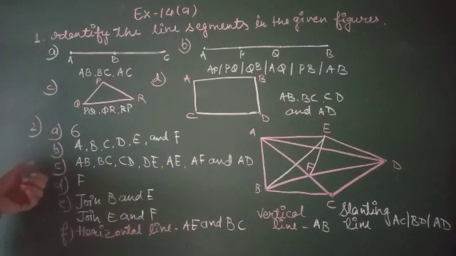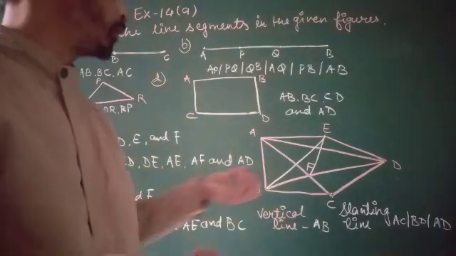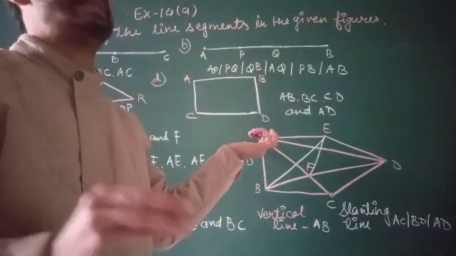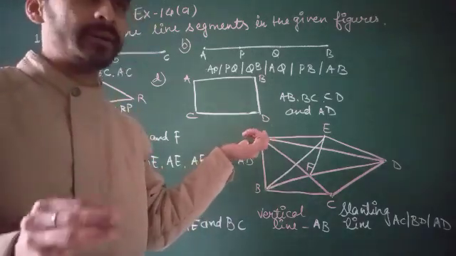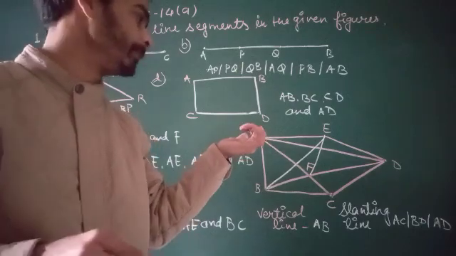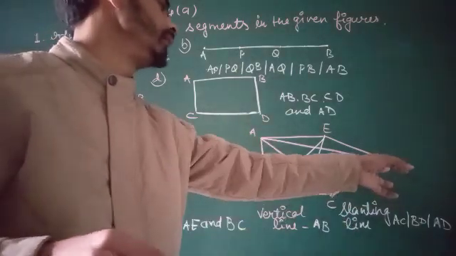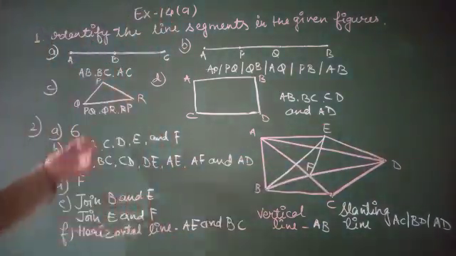After that, question number 2 A. Identify the points of intersection in the figure. There are 6 points of intersection. What is a point of intersection? Where two lines meet and intersect each other, that point is called a point of intersection. So here there are A, B, C, D, E and F. There are 6 points of intersection.